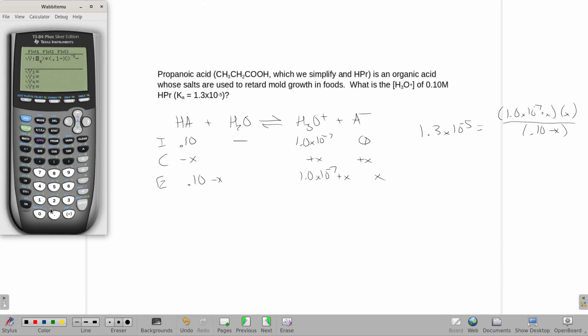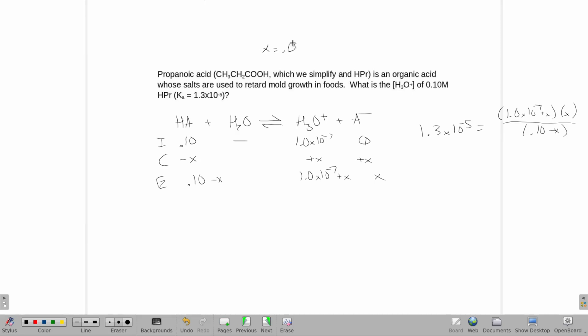And then minus 1.3 times 10 to the -5th, and graph it. And then calculate a 0 that's somewhere between 0 and 0.1. And I get an x of 0.00113. That's the correct, perfect answer, and we could use that to calculate the H3O.